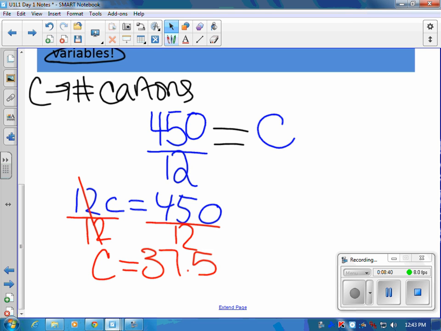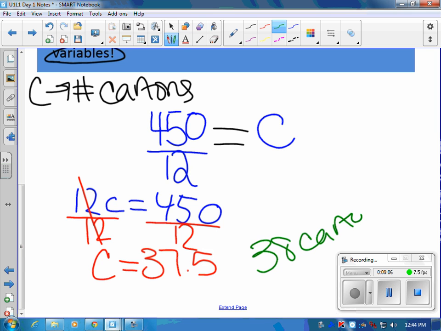So we wrote an equation, we solved it. We got C equals 37.5. Now, the goal is to answer the question. And the question said, how many cartons do I need to buy? Chris? 37.5. Can I buy 37.5 cartons? Does the problem say I can buy half a carton? Or 38. I would need to buy 38 total cartons.